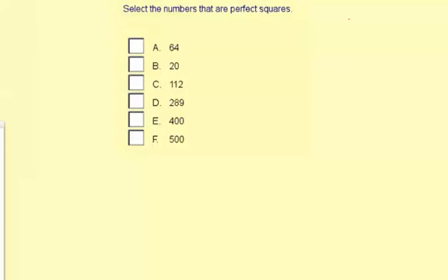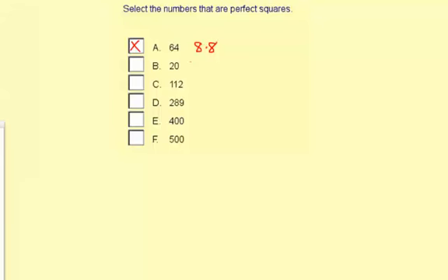Select the numbers that are perfect squares. Now, a perfect square is when you have a rational number multiplied by itself that creates the perfect square number. So for example, 64 is 8 times 8, that's multiplying the same number by itself to create this other number. So 64 is a perfect square.